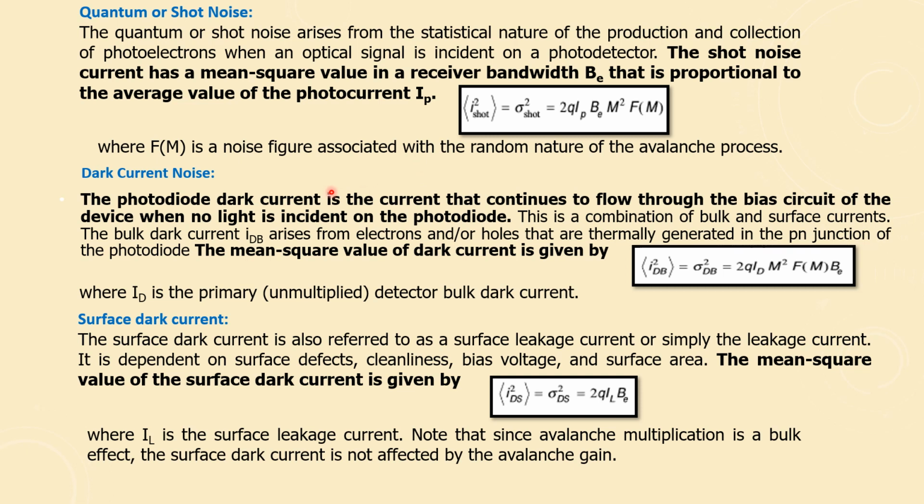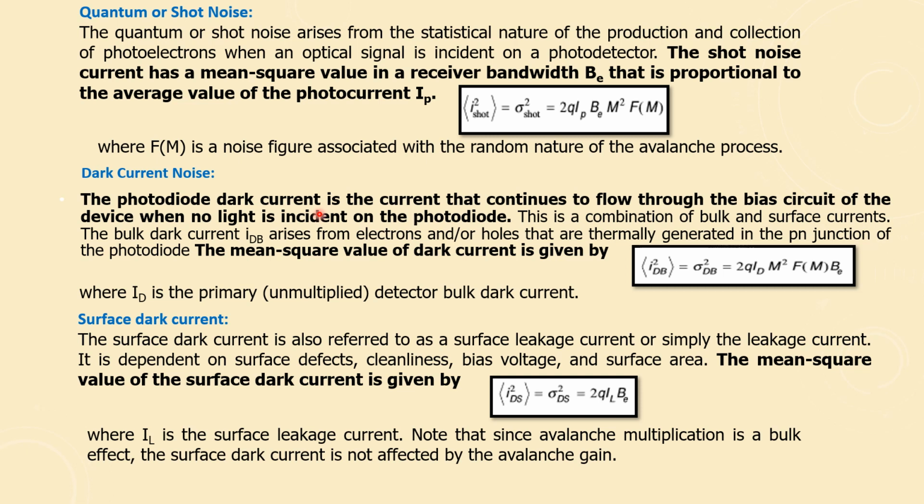And next comes dark current noise. So what is dark current? When no light signal is incident on the highly doped region, there will still be movement of minority carriers. Due to that, a very small value of current will flow in the reverse bias condition. That is called dark current. Which means that when no light is incident, a small amount of current flows in the circuit.